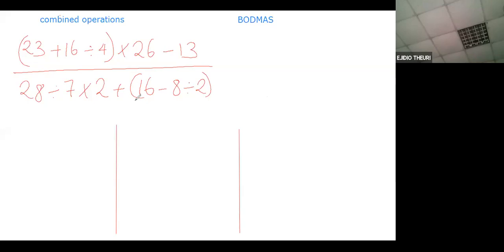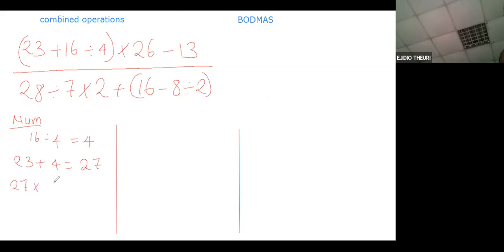So I expect your paper to be partitioned like that, so that you can have the numerator here. The numerator, I can start with division there, 16 divided by 4 to get 4. See there? 23 plus 4 to get 27. 23 plus 4 is 27.